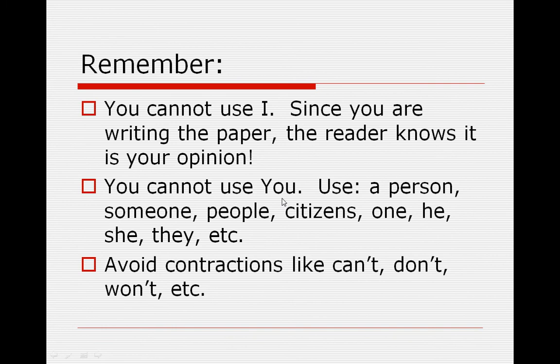Number 2, you cannot use you. Use a person, someone, people, citizens, one, he, she, they. All these are acceptable. Avoid contractions like cannot, don't, because they give the impression that it's kind of informal writing.